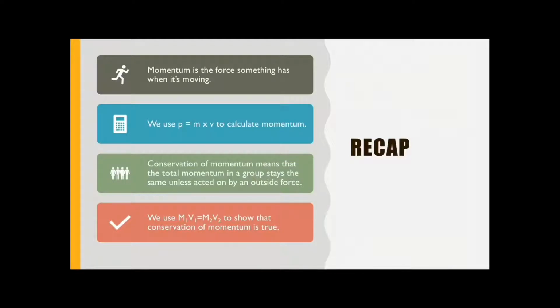All right, so let's just do some recap on this short little lesson. Momentum is the force something has when it's moving. We use P equals m times v to calculate momentum. The conservation of momentum means that the total momentum in a group stays the same unless acted on by an outside force. And we use the equation m1v1 equals m2v2 to show that the conservation of momentum is true.